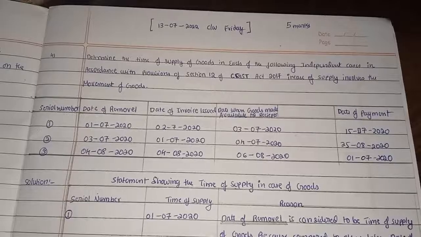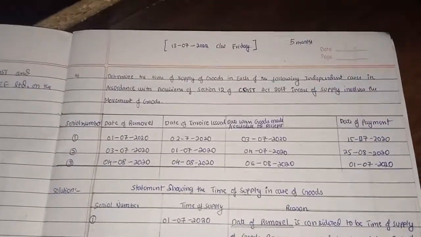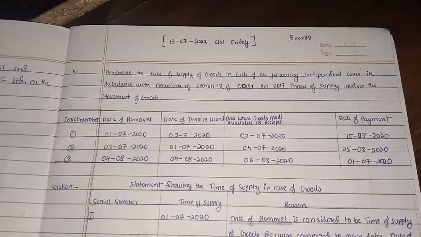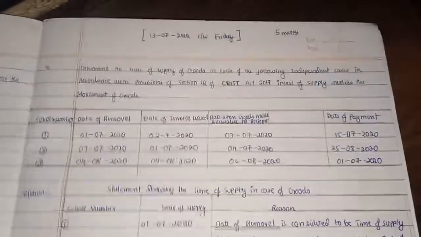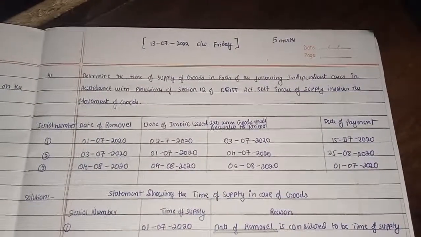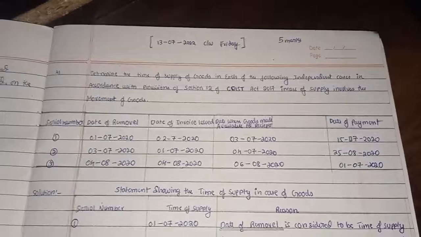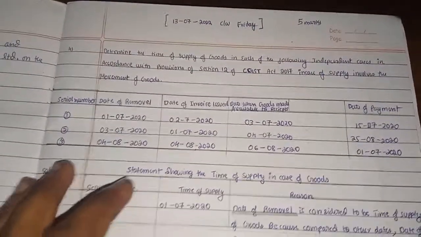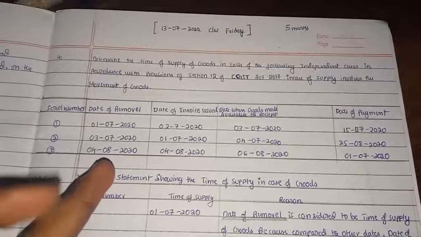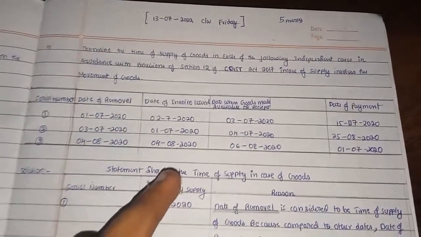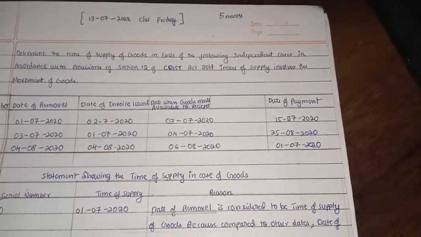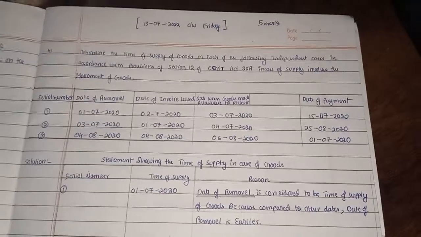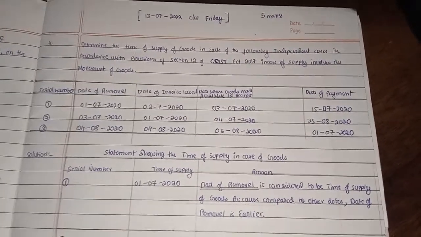Determine the time of supply of goods in each of the following independent cases in accordance with provisions of section 12 of CGST Act 2017 in case of supply involves the movement of goods. So the question is like this. They have given some serial numbers, date of removal, date of invoice issued, date when goods made available to recipient, date of payment. So under three cases they are given four concepts of dates. Okay, so our solution is quite simple.